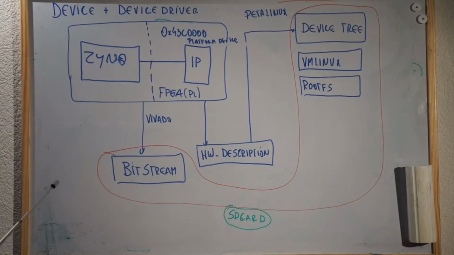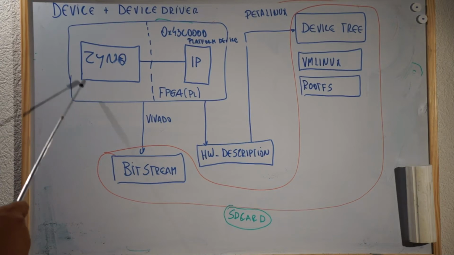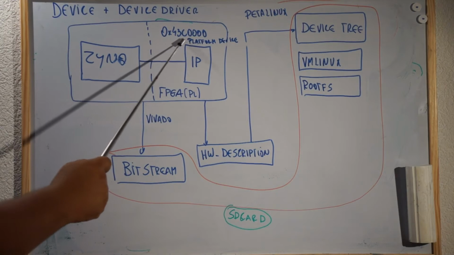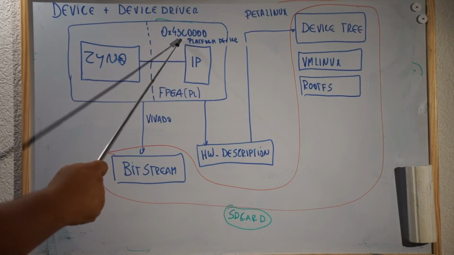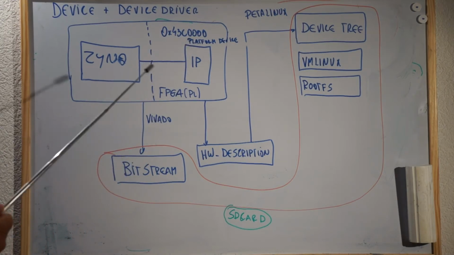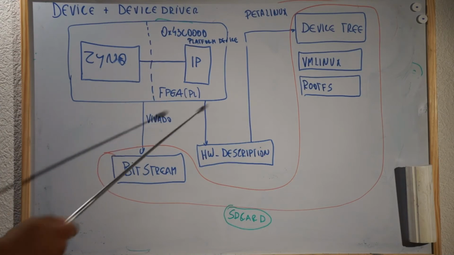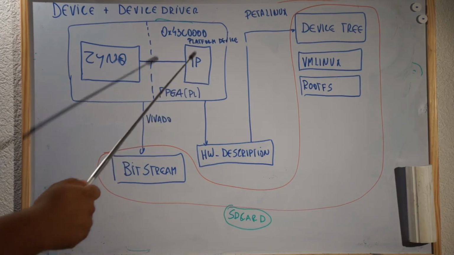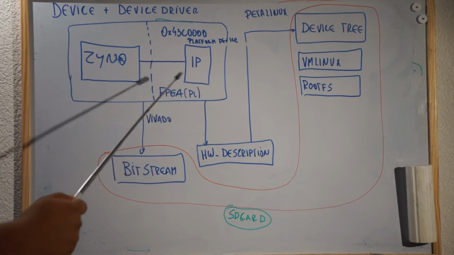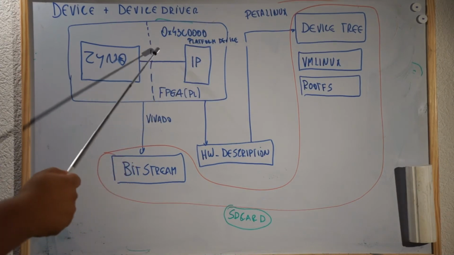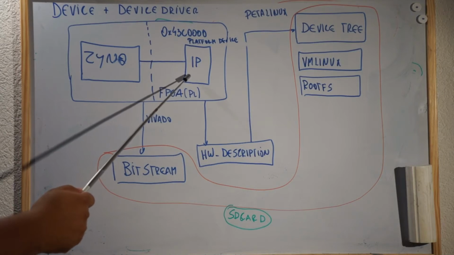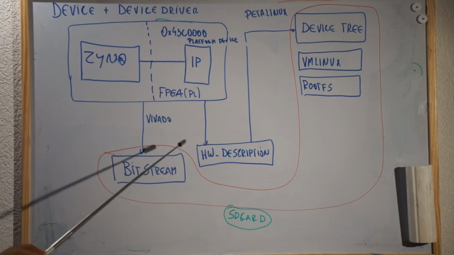Okay guys, so what we're going to learn today. In the previous video, we created an IP core. By the way, this IP core has been mapped at this address, and what we're going to learn today is how to use Petalinux to create a device driver skeleton that is going to detect and remap this IP core to the virtual memory.